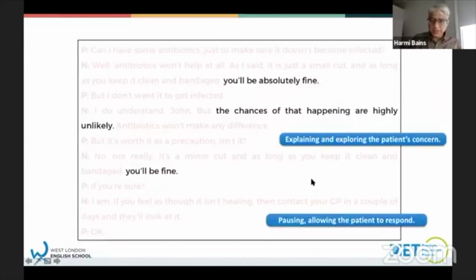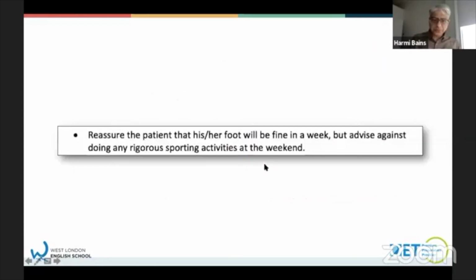Okay, guys, we've got to keep moving. There's lots of things here. We've got reassurance. You'll be absolutely fine. The chances of that happening are highly unlikely. So again, just a couple of nice ways to reassure the patient as well.